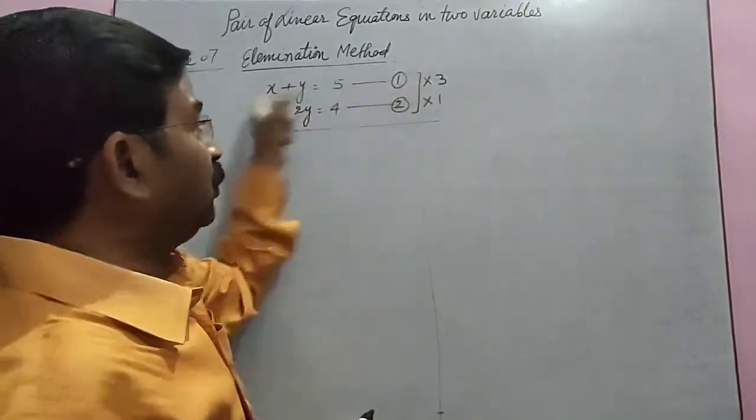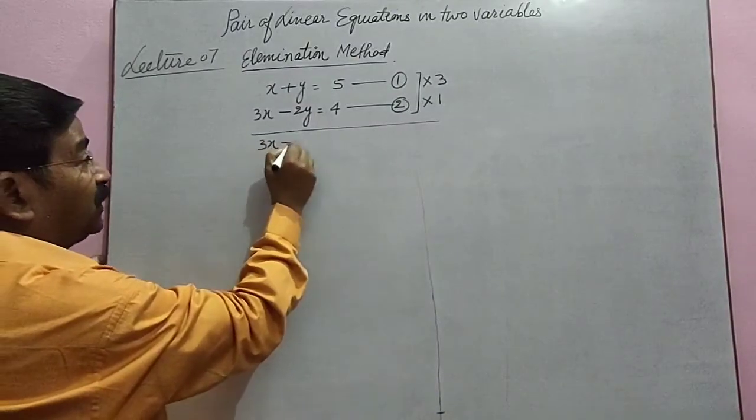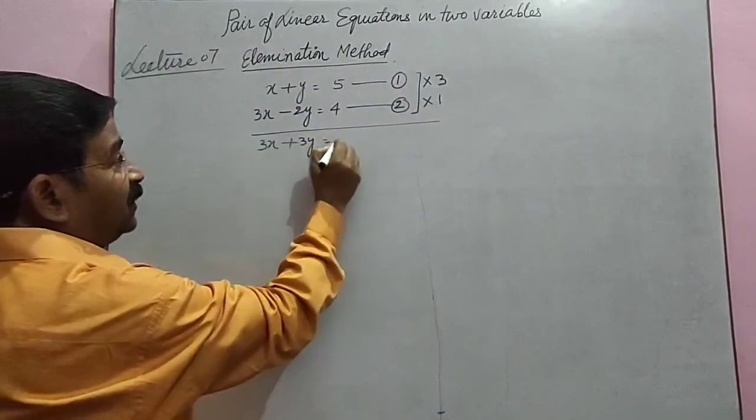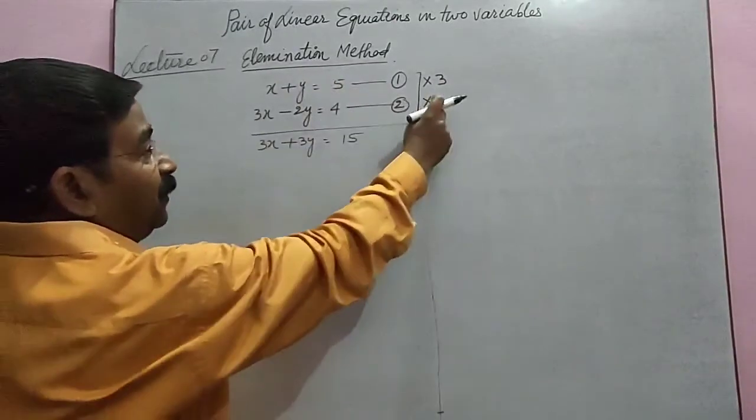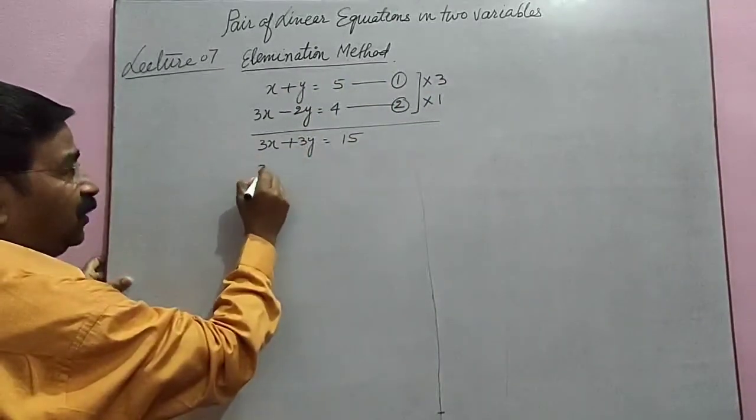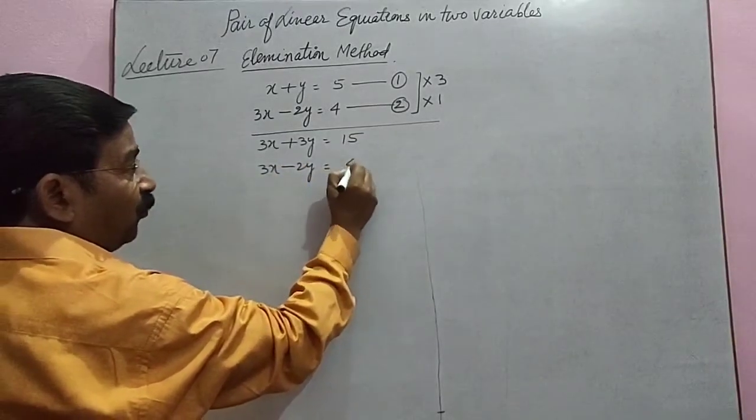Multiply the whole equation by 3. So we have 3x plus 3y is equal to 15. By 1 there is no change. We have 3x minus 2y is equal to 4.